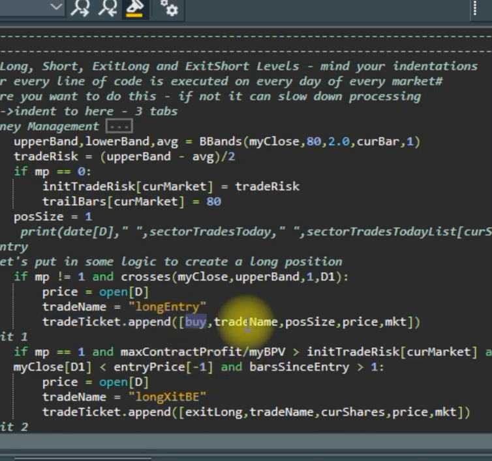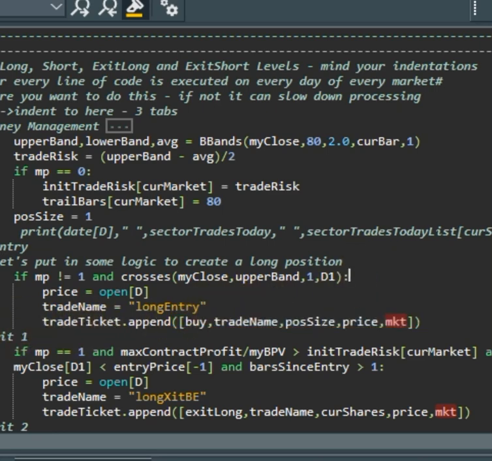It's a buy order. I'm going to put the trade name there. I'm going to put position size there. Put the price, which is the open of the day. And this is going to be a market order, MKT. That's market. And you need to be careful when you're using your brackets and your parentheses. The trade ticket is a list, and it's a list of lists, basically. So the first item in a trade ticket is this information here.